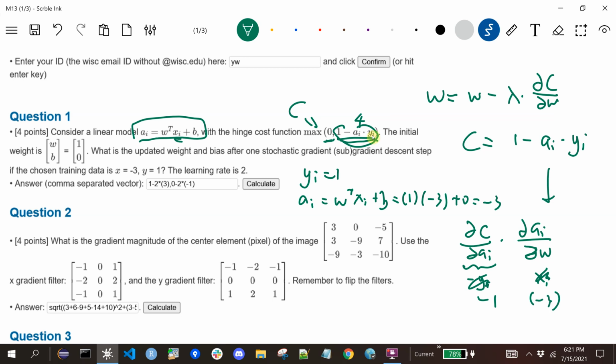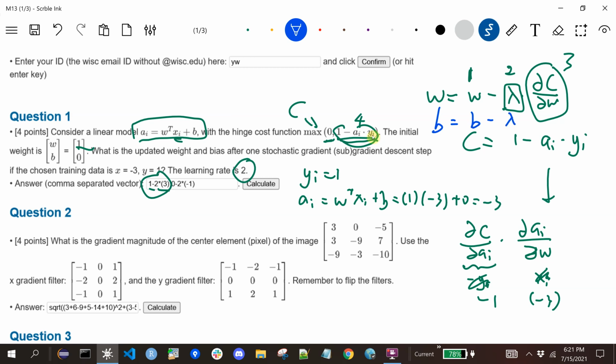So if we multiply them together, the gradient part is 3, and the learning rate here is 2, and original w is 1. So it's 1 minus 2 times 3. That's the first part. And the second part is b minus lambda times the derivative of b. So the only difference is when a is differentiated with respect to b, you get 1 instead of this minus 3. So it's basically the same expression, except we have b minus 2 times just the minus 1 here. So that's question 1.